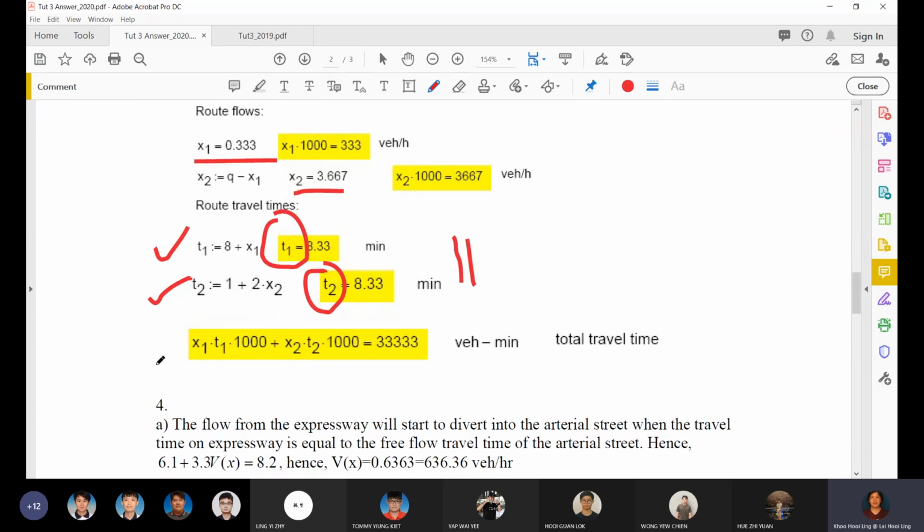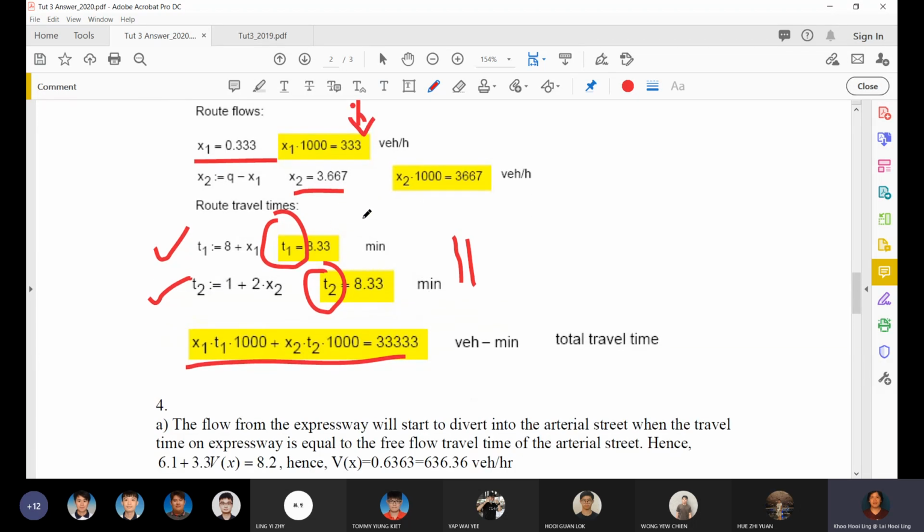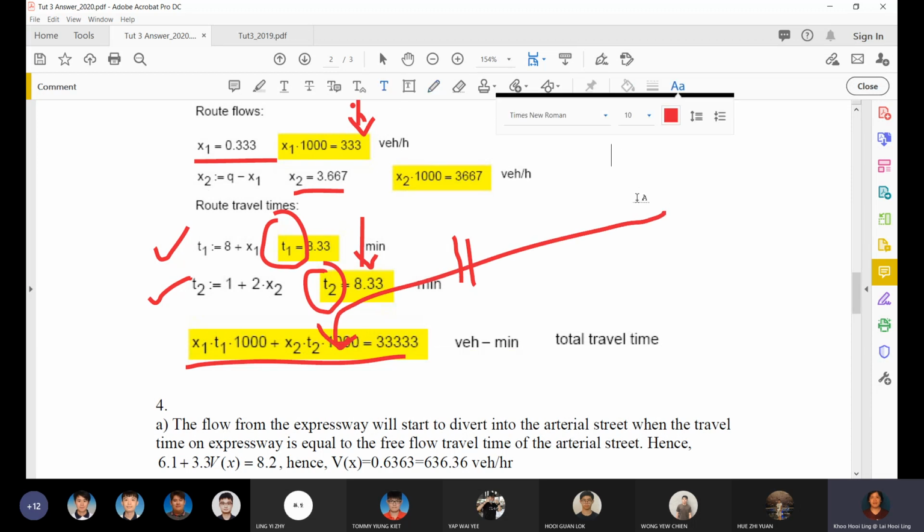And finally, we want to know the total travel time. Total travel time means that for each of the drivers on the network, each of the 333 people, they will need to experience 8.33 minutes. So you have the total here. So in this case, this one also means like that.